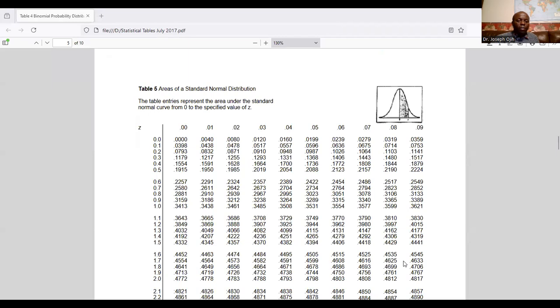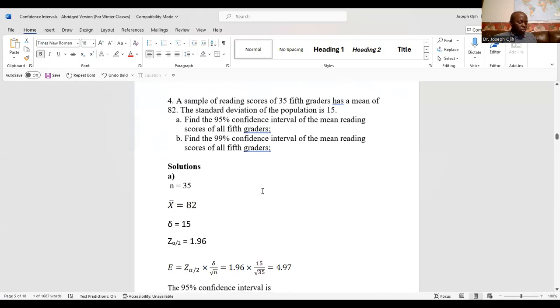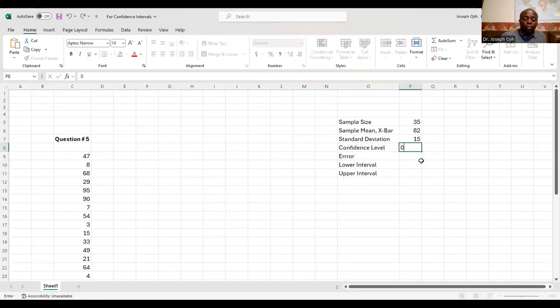So the confidence level for us here is 95%. Now I'm gonna go there and put 95%. For 95%, the chance of being wrong is 5%. But if you change 95% to decimal, it gives you 0.95. Okay.